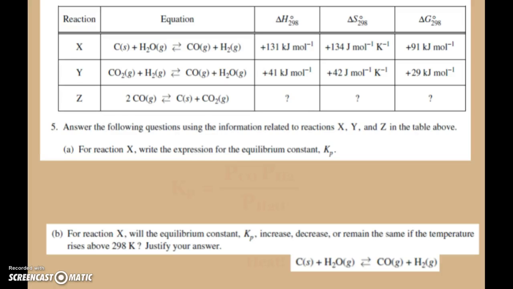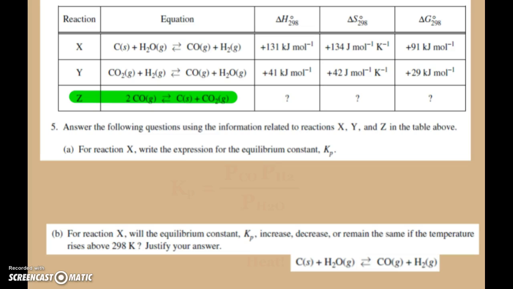All right, so today we're going to look at the 2009 AP exam question number 5. You see we have reactions X, Y, and Z with some thermodynamic data here: delta H, delta S, delta G. We've seen a couple of these before. If they give us reaction X, reaction Y, and then reaction Z, it is a combination of X and Y. And we're going to want to figure out some information about reaction Z here.